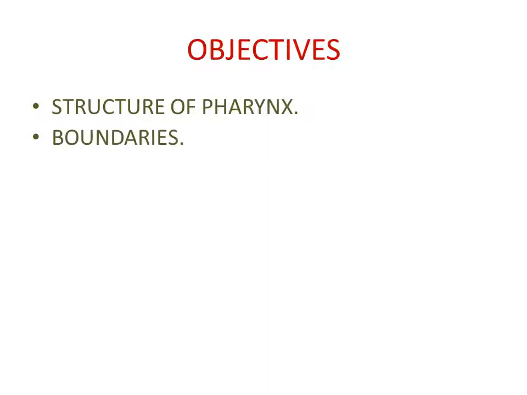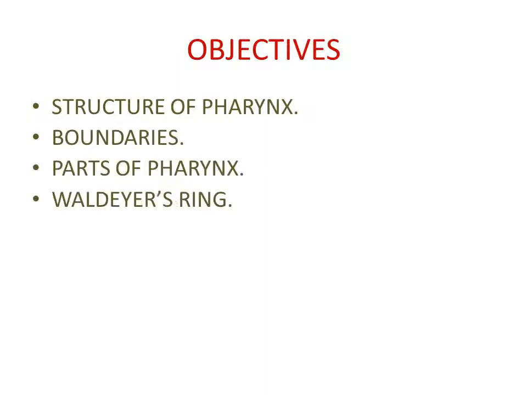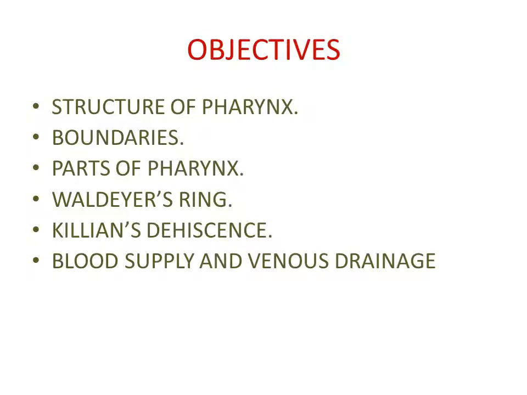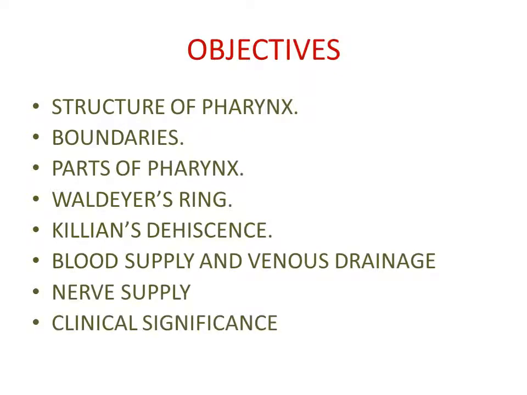Objectives of today's topic are to know structure of pharynx, boundaries of pharynx, parts of pharynx, Waldeyer's ring, Killian dehiscence, blood supply and venous drainage, nerve supply, and clinical significance of pharynx.